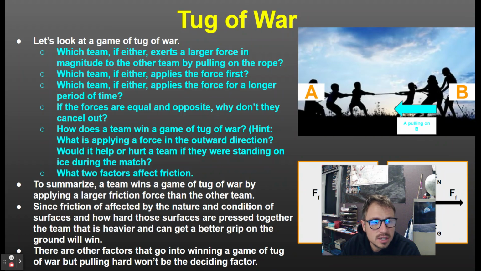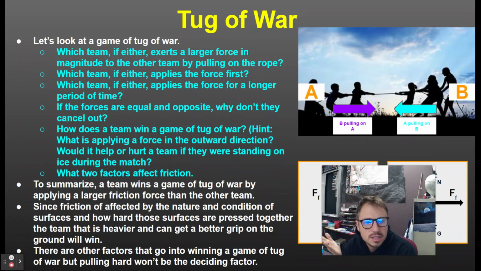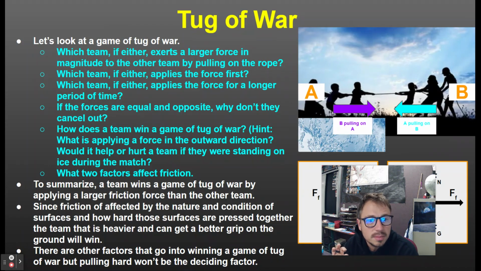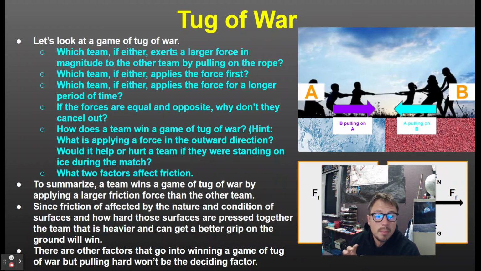So if we look at this, A is pulling on B, B is pulling on A. The go-to answer is, well, obviously it's the team that's going to pull harder, the stronger team. That's not true, because just take a look at this. These forces are going to be the same no matter how strong the other team is. But let's just say I put Team A on a block of ice and Team B on a rubber mat. Well, you can automatically say Team B is going to win.